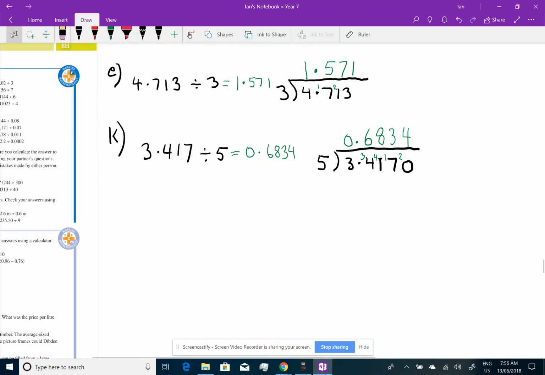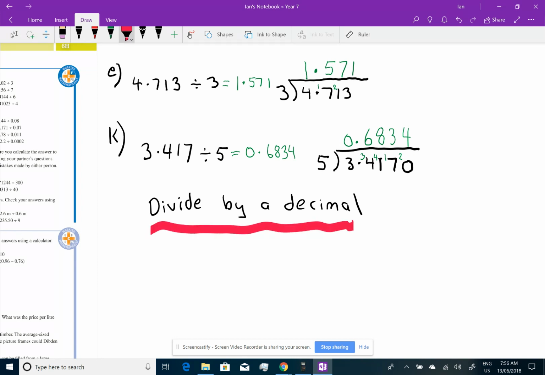But I want to get back to what do I do when I divide by a decimal. When I divide by a decimal. And the answer to this is don't. We don't divide by a decimal. And I'm going to show you why.